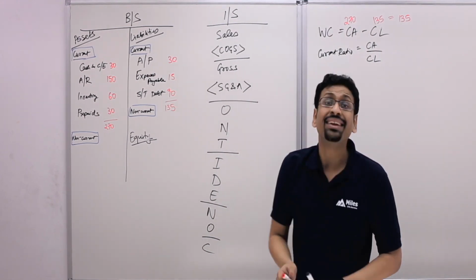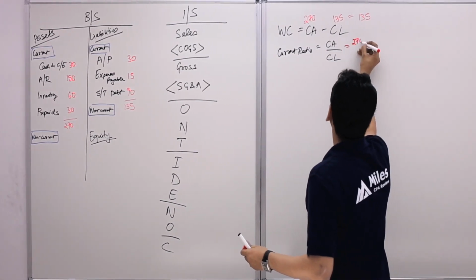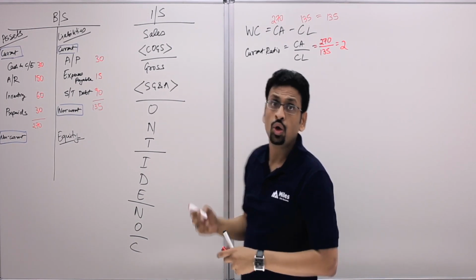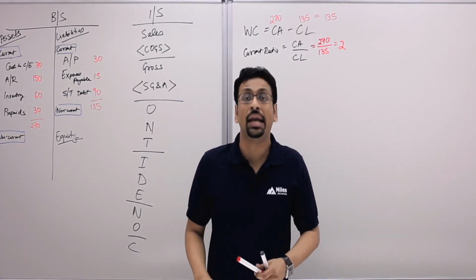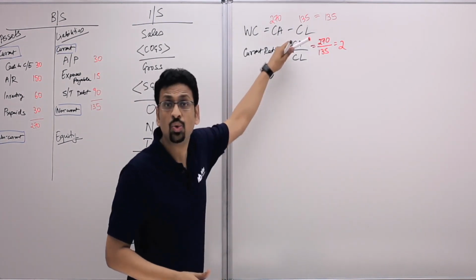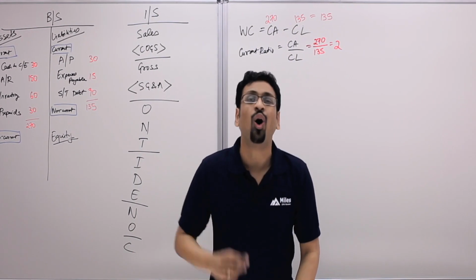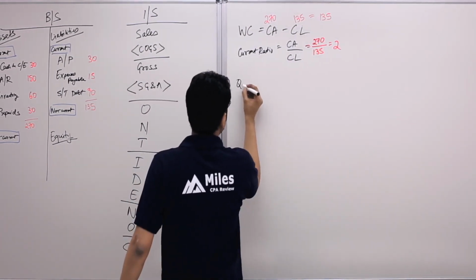Now, when I'm looking at the current ratio, what's my current assets? 270. What's the current liabilities? 135. So the current ratio, that's 2. So you could say that the current assets are twice your current liabilities. That's your current ratio. Now we look at another ratio which we call quick ratio or the acid test ratio. So we look at quick ratio.